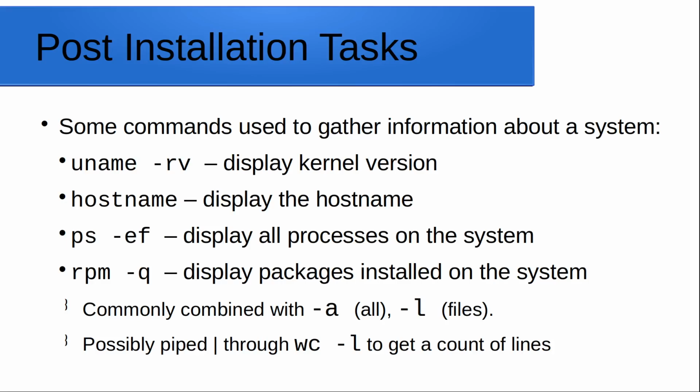ps -ef will give you all the processes running on the system. rpm -q lists all of the packages on the system, and you commonly combine that with -a, which will show all, or -l, which will show just the files. Or you could pipe it to wc -l to get a count of the number of lines, which would tell you how many packages there are. Pretty handy thing. And you're going to do all of these in the lab. I'm not going to spoil the surprise, but now you should have an idea about what they do.